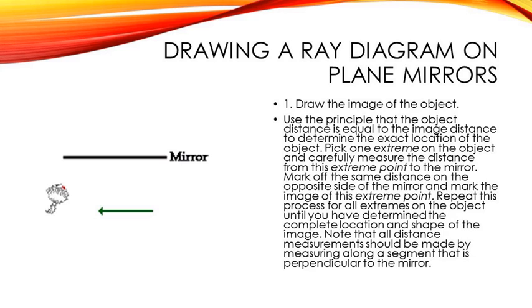Pick one extreme on the object and carefully measure the distance from this extreme point to the mirror. So usually pick the end to the mirror. Mark off the same distance on the opposite side of the mirror and mark the image of this extreme point. Repeat the process for all extremes on the object until you have determined the complete location of the shape of the image. Note that all distance measurements should be made by measuring along a segment that is perpendicular to the mirror.